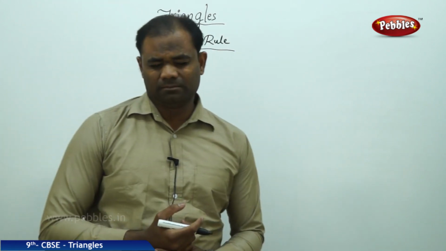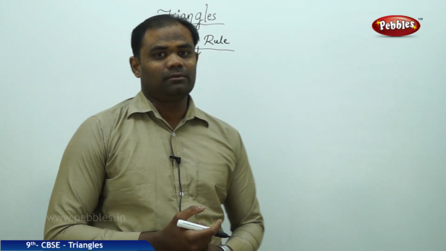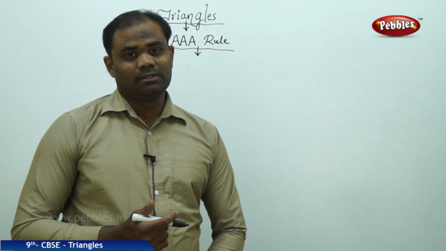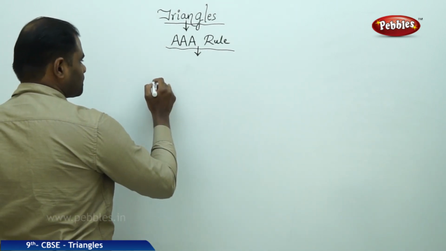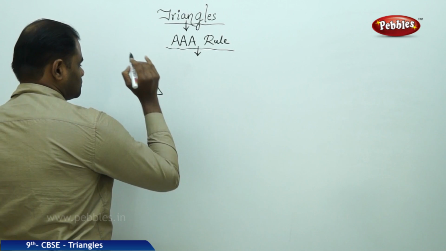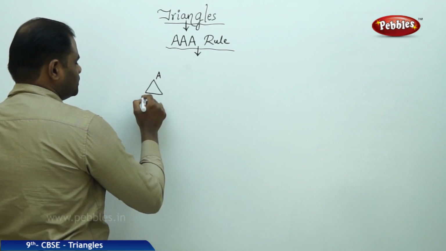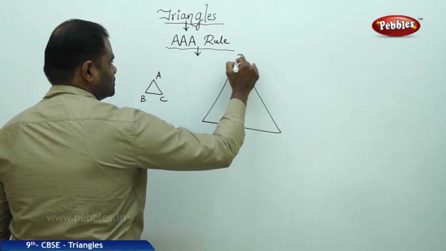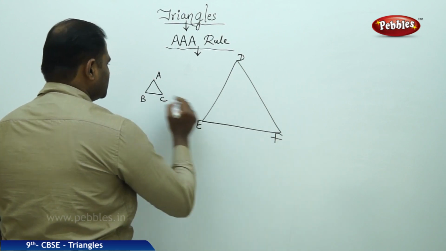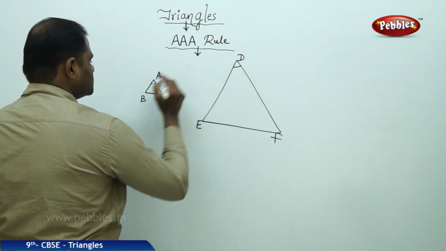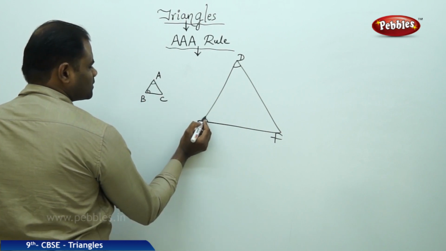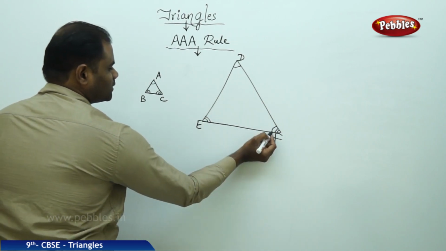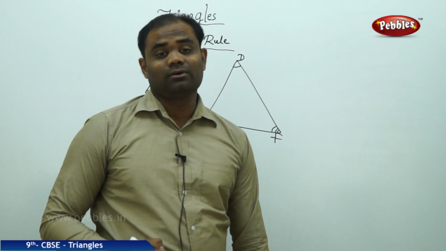Triple A rule. What is triple A rule? AAA stands for all three angles of the triangle. So imagine I have two triangles, A, B, C, and another triangle D, E, F. If my angle A equals angle D, angle B equals angle E, and angle C equals angle F, then will the two triangles be congruent?